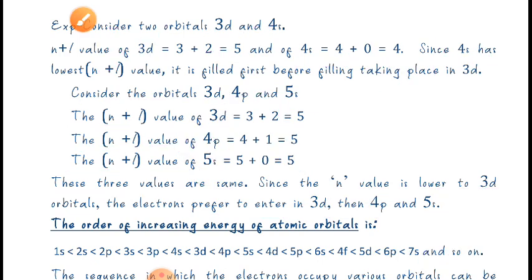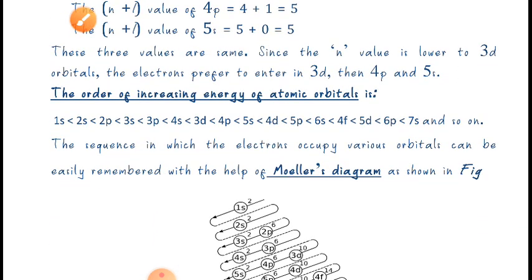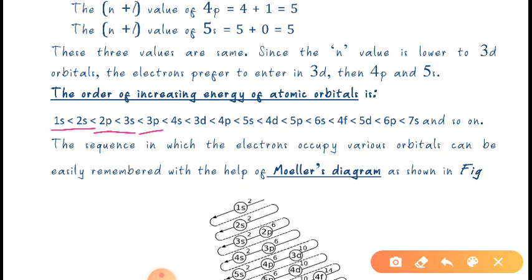Now, the order of increasing energy of the atomic orbitals will be like this: 1s, 2s, 2p, 3s, 3p, after that 4s, not 3d, as I have already given you the example. After 4s it will be 3d, then 4p, 5s, 4d, 5p, 6s, 4f, and like this the series will go on.